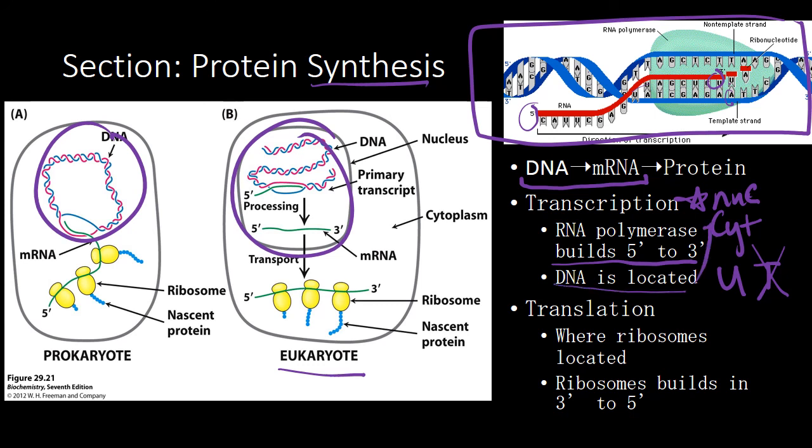Our second part is called translation. It's going to happen wherever the ribosomes are. Well, in both prokaryotic and eukaryotic, ribosomes are always going to be located in the cytoplasm. So this happens in the cytoplasm for both. Ribosomes, remember, they build the protein. They actually read mRNA and they build the protein. Remember that chart we use? That chart basically has all the letters that we're going to be using for the names of the amino acids, and we'll practice that in class.